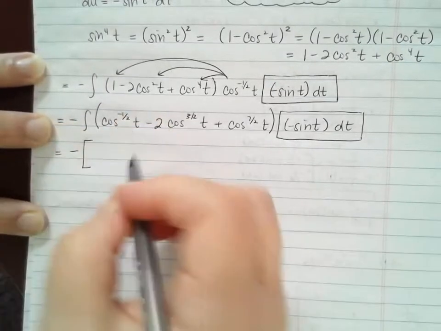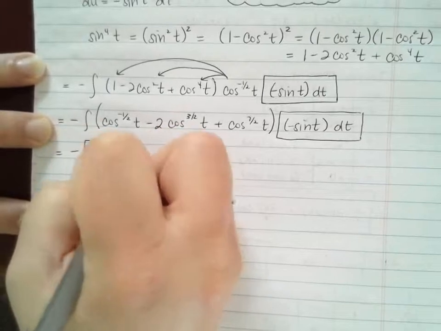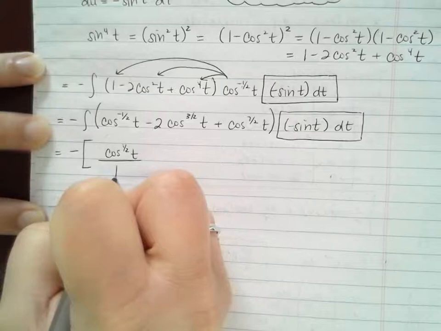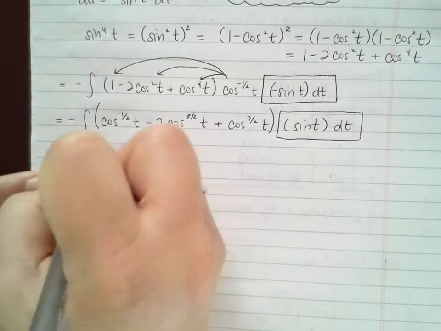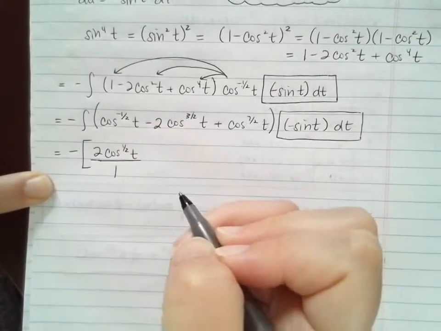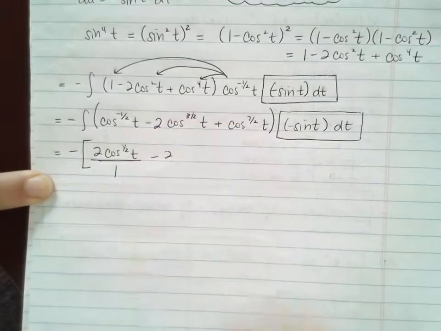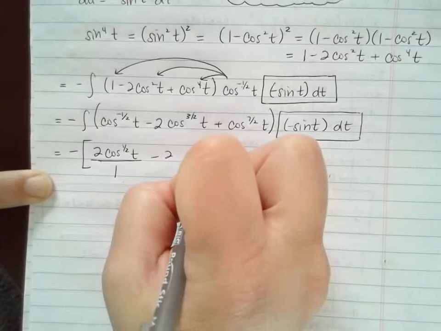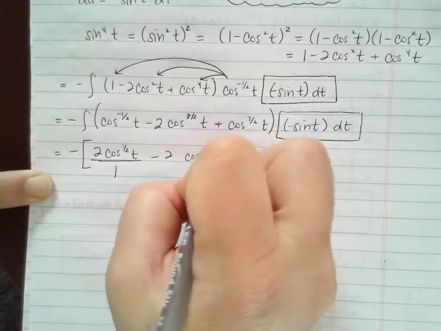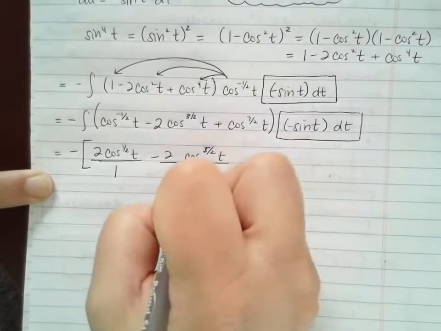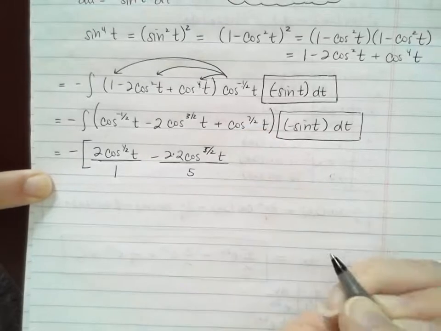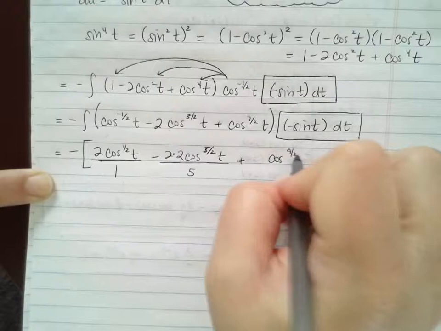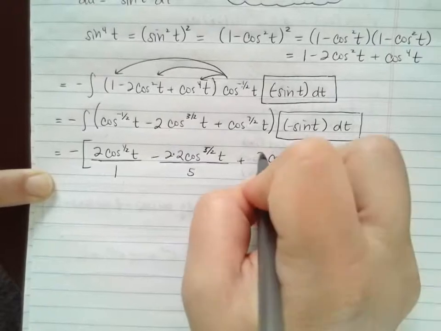Cosine to the negative 1/2 becomes cosine to the positive 1/2 over positive 1/2. So when I say over 1/2, what would have been my denominator becomes my numerator's coefficient. Cosine to the 3/2 becomes cosine to the 5/2 over 5/2. And cosine to the 7/2 becomes cosine to the 9/2 over 9/2.